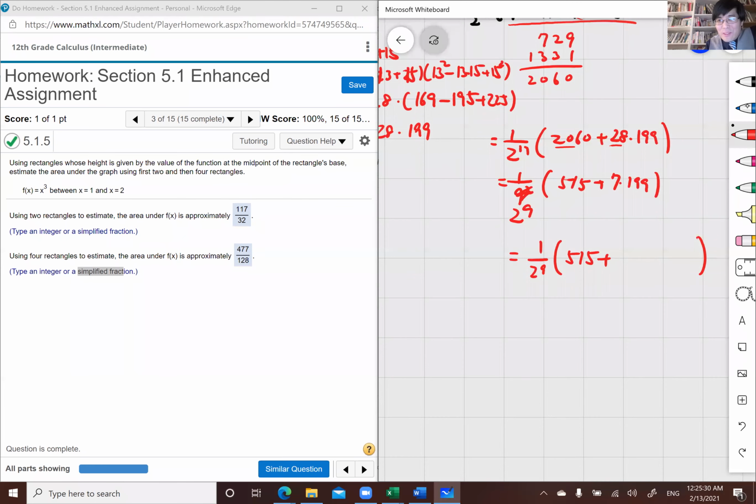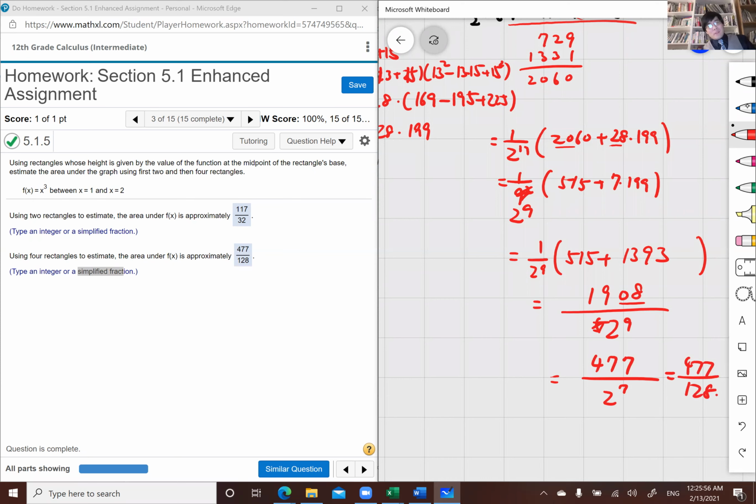So 7 times 199 is 1393. So it's going to be 2 to the power of 9 times 1908. So we can divide it by 4. So it's going to be 2 to the 7, and 1908 divided by 4 is 477. Okay, that is equal to 477 over 128. So doable, but not worth it, I guess. So just use a calculator.